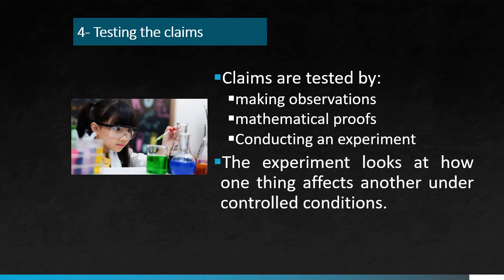The fourth step is testing the claims. There are three different ways to test our claims. The first one is making observation. Scientists use observation to answer a lot of the scientific questions and test many claims, like observing the motion of the moon and the relation between the sun, earth and the moon during this motion.